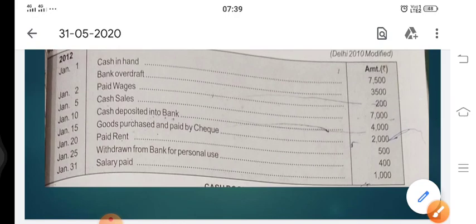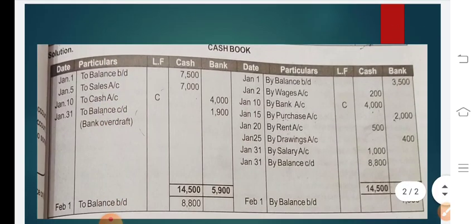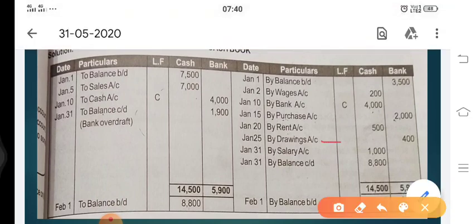The next point we have is withdrawn from bank for personal use. Now, withdrew from bank but for personal use. Personal use is termed as drawing, which means drawings account debit to bank account. Why not cash? Because the amount is withdrawn from bank. So bank has been credited and we'll go to the credit side of bank and we'll write by drawings account.